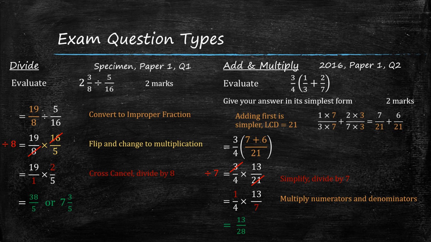So in this example, we involved brackets. Now we could have used algebra if you've covered the algebra section of the course and multiplied into the brackets. It was actually simpler for us to do the addition inside the brackets first and then multiply by the fraction outside the brackets and get our answer. So that's it for our common exam type questions on fractions.